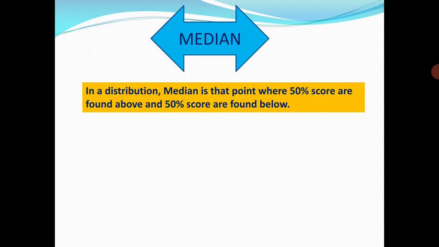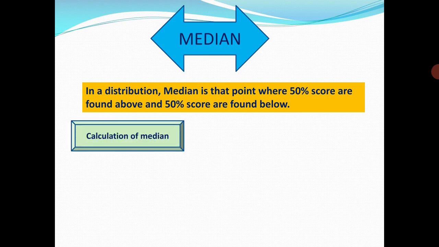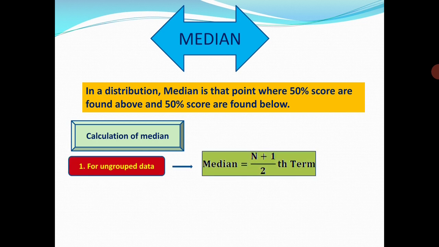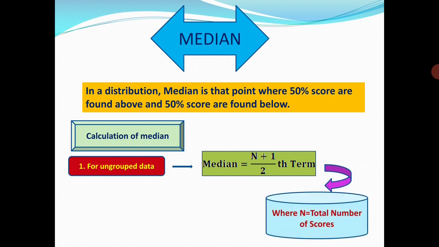Now, we will see how median is calculated. We know that there are two types of data, that is grouped data and ungrouped data. For ungrouped data, median equals the (n plus 1) by 2 th term, where n equals the total number of scores.